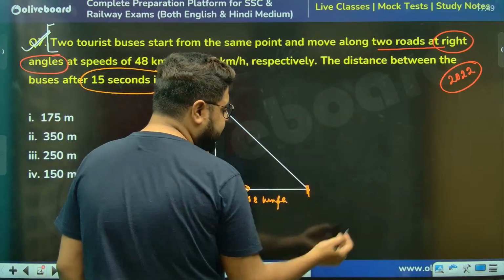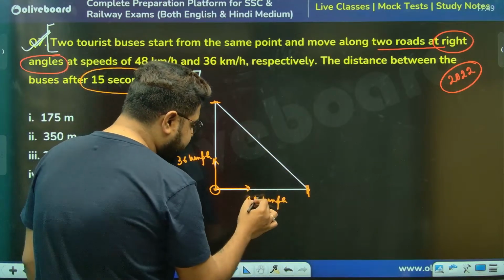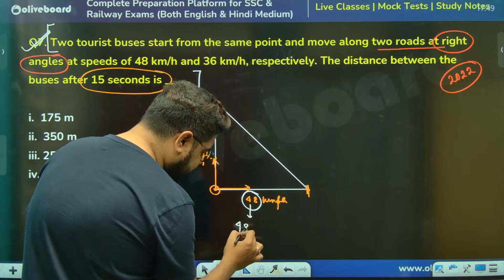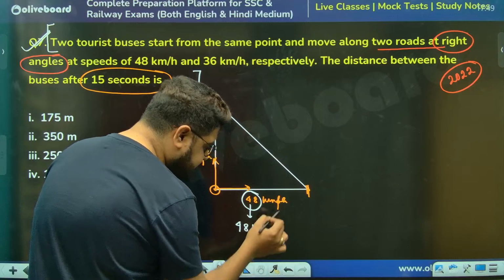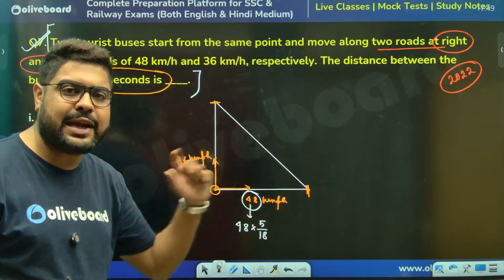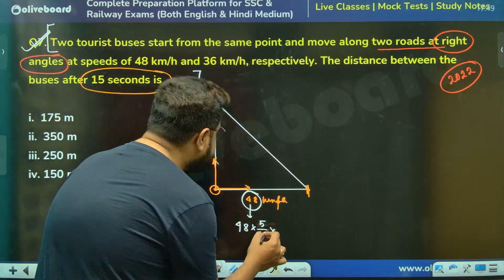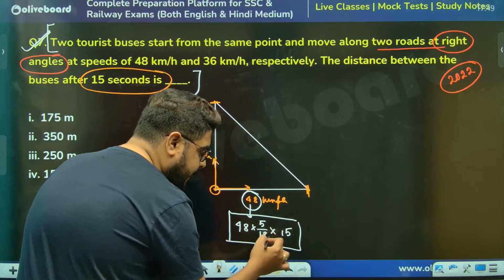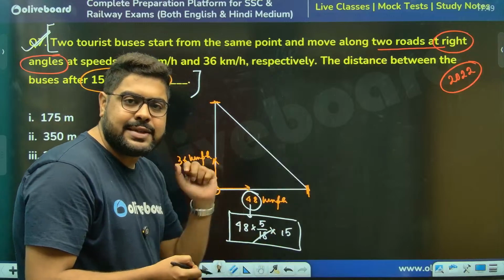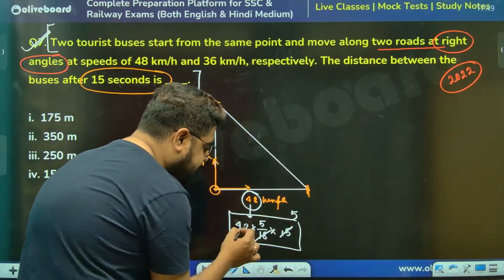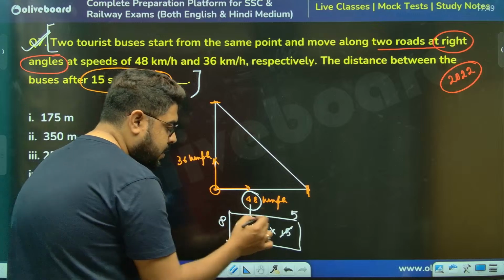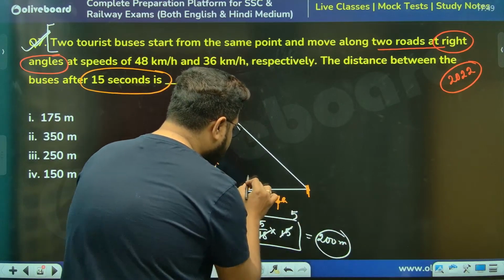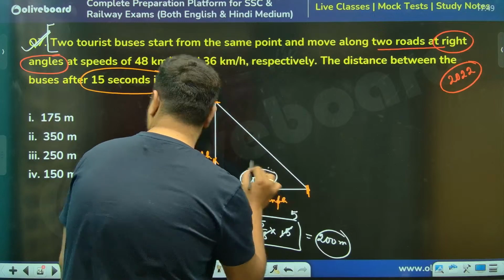How much will they travel in 15 seconds? How much will they travel in 1 second? The speed conversion factor was 48 into 5 divided by 18, that is the conversion factor to meters per second, into 15 seconds. Please understand this. 18 means 3 and 6. 3 goes into 6 twice, so 5 fives are 25, into 8 is 200. 200 meters.